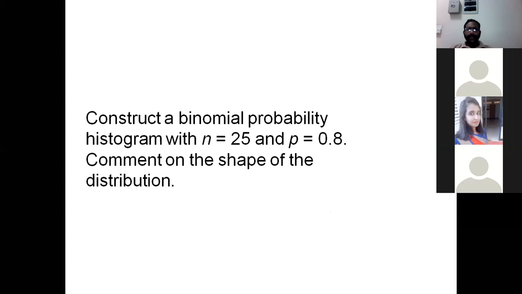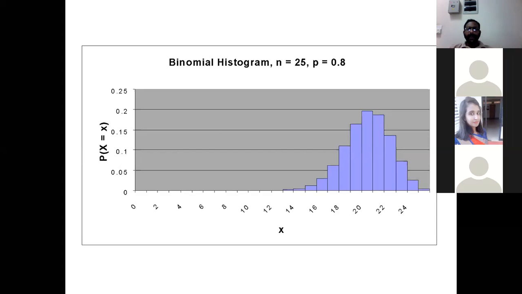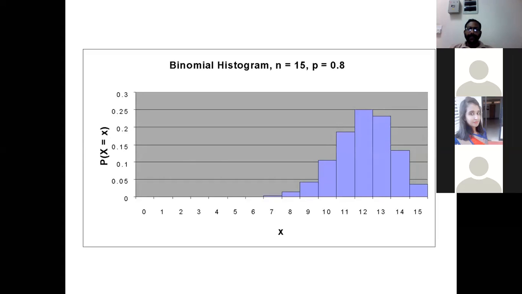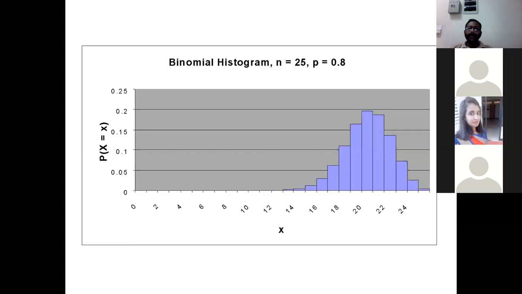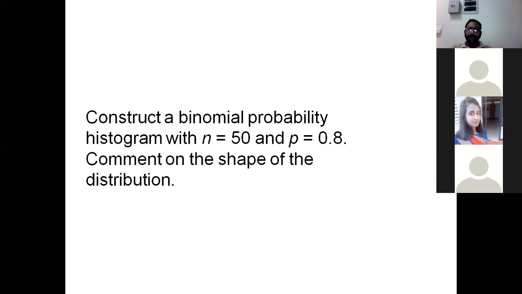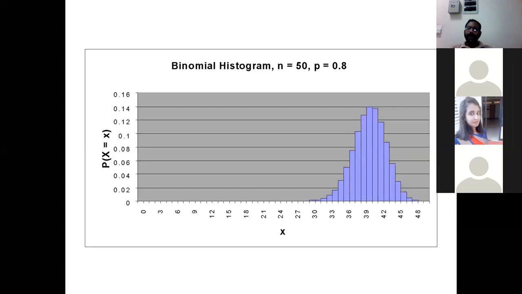Now, keeping the probability as it is, I'm going to increase the sample size. Right, same p value. Now I am increasing the sample size. So what is happening to the distribution? Earlier the sample size was only 15 and p was high, 0.8. Now I am not changing p, but I am increasing the sample size. So what can you say about this nature now? Earlier it was very skewed to the left. Now what is happening in the histogram? If you have, let's say, sample size 50, what can you say about this distribution compared to the previous?